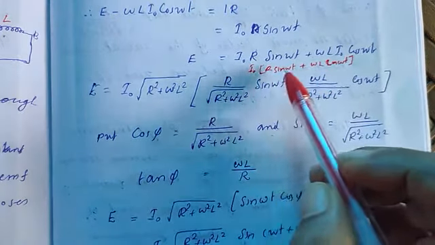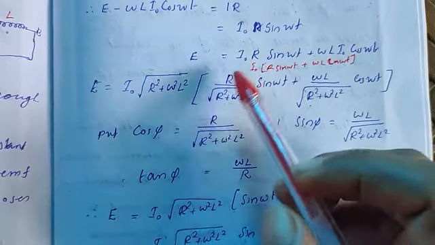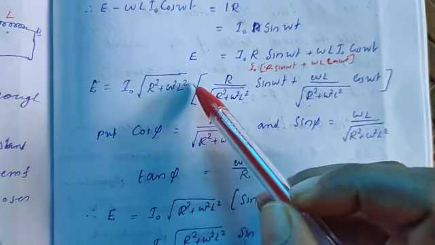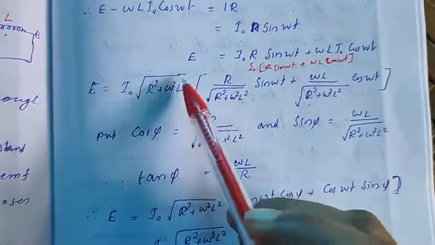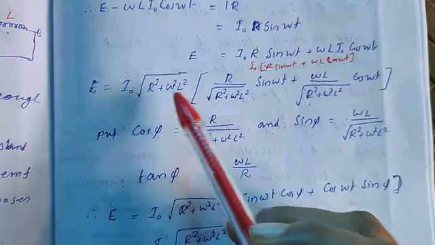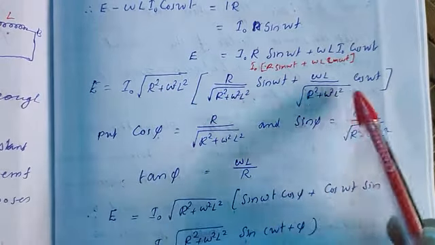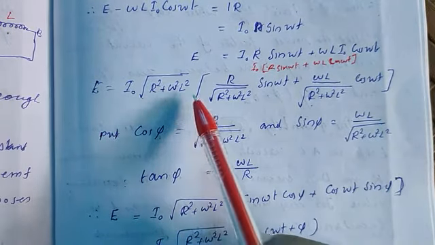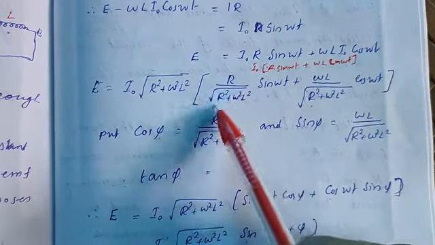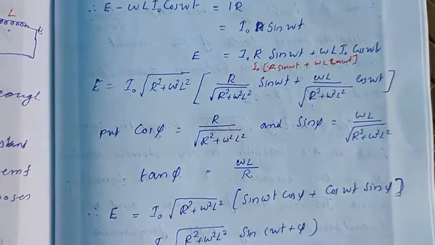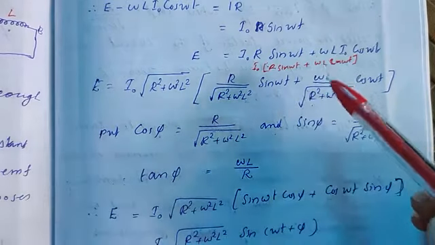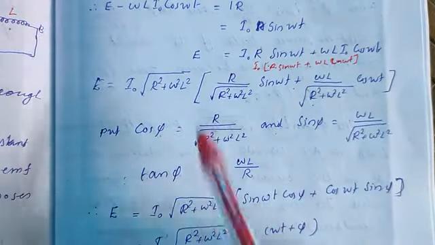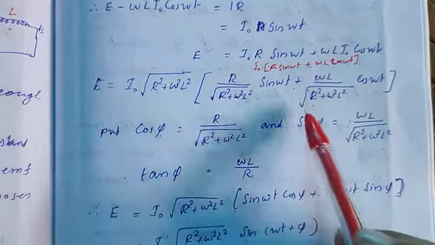Now what we are doing is we are multiplying and dividing this equation by the factor square root of R square plus omega square L square. The multiplying factor is kept outside the bracket, and the dividing factor is distributed among these components. So we can write this equation as I0 into square root of R square plus omega square L square into R by square root of R square plus omega square L square. So the total effect is nothing.